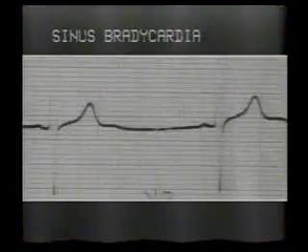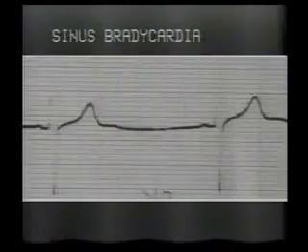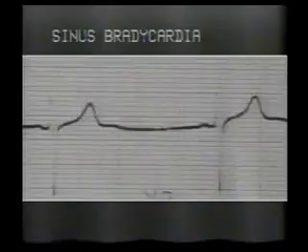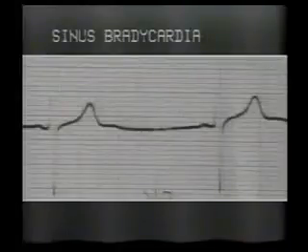Bradycardia. When the pulse is less than 60 per minute, ECG helps to pinpoint the exact cause of bradycardia. In this ECG, the pulse rate is 48 per minute. The structure of QRS complex is normal. Every QRS is preceded by a normal P wave and normal PR interval, indicating sinus rhythm.